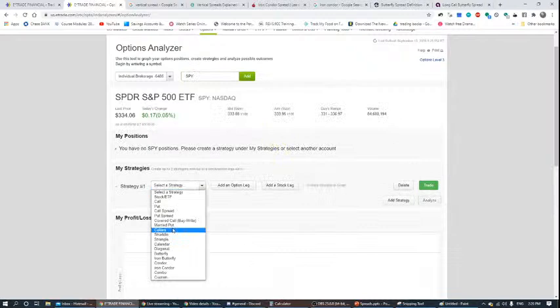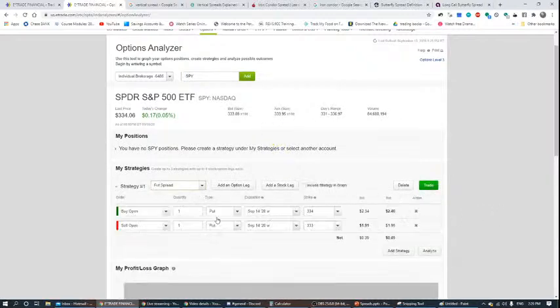So if we are doing a put credit spread, okay, Dave said, can you get out of a credit spread anytime or at expiry? Yeah, you can.